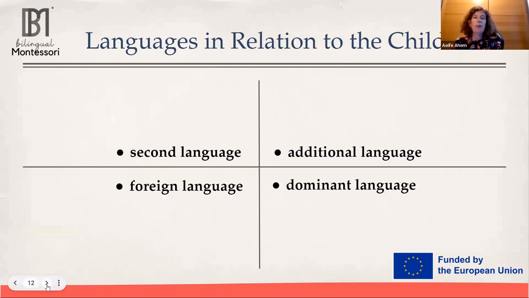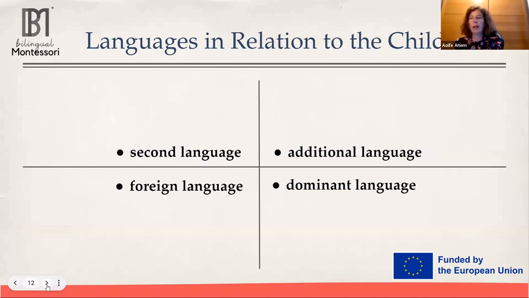Now we can see on this table 4 different categories. We can see second language as opposed to foreign language, and also additional language as opposed to dominant language. Well, they all kind of are separated from one another. Second, foreign, and additional language can all mean the same thing, really. They refer to languages that the child learns after they have their first languages established.